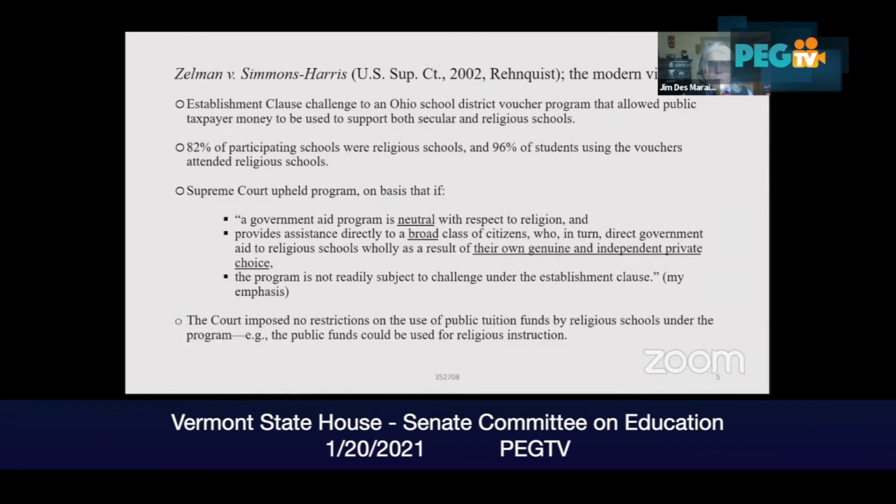And the court imposed no restrictions on the use of public tuition funds by religious schools, so they could be used to fund religious instruction. So what we learned there is that on that first clause, the Establishment Clause, it's permissible to use state money to pay tuition to religious schools as long as the program is neutral and provides assistance to a broad class of citizens who direct the payments. Okay. So we know it's permissible.